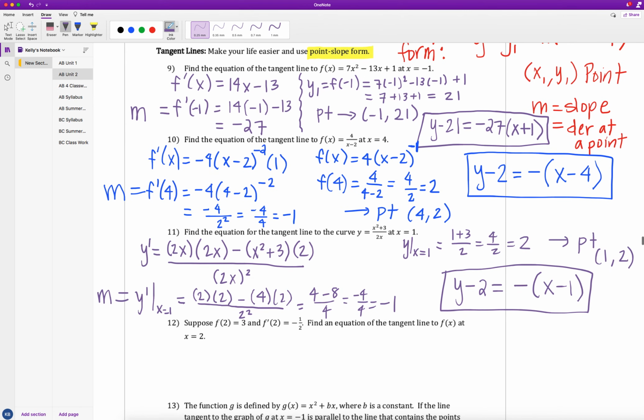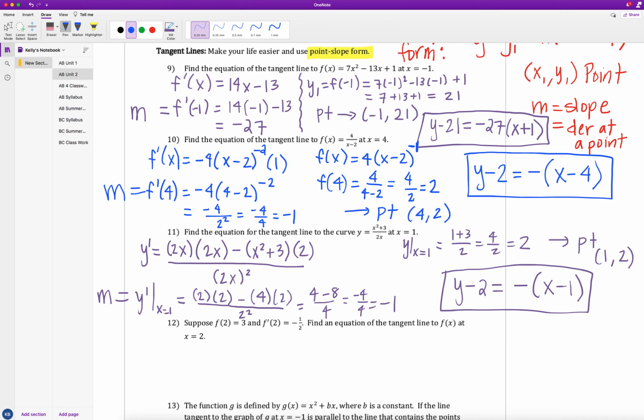So let's look at our next example. Example 12 here says, suppose f of 2 equals 3 and f prime of 2 equals negative 1/2. We want to find an equation of the tangent line to f at x equals 2. Well, this is definitely different than the prior three examples.